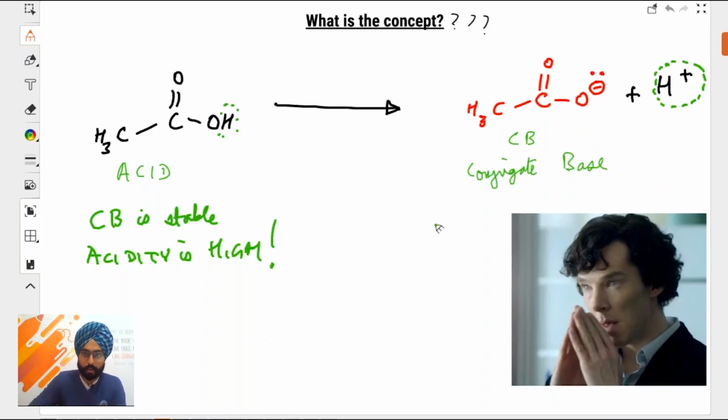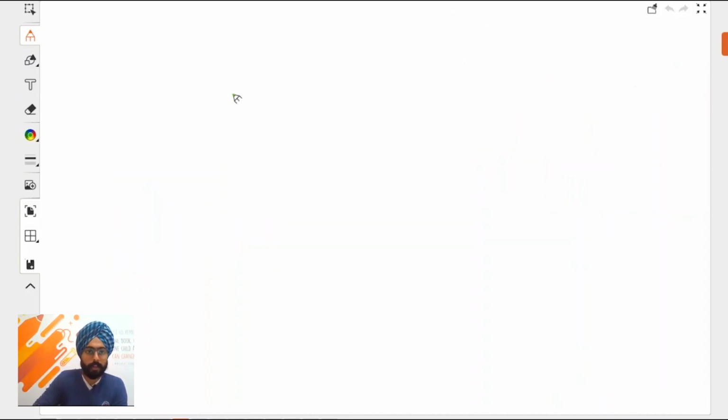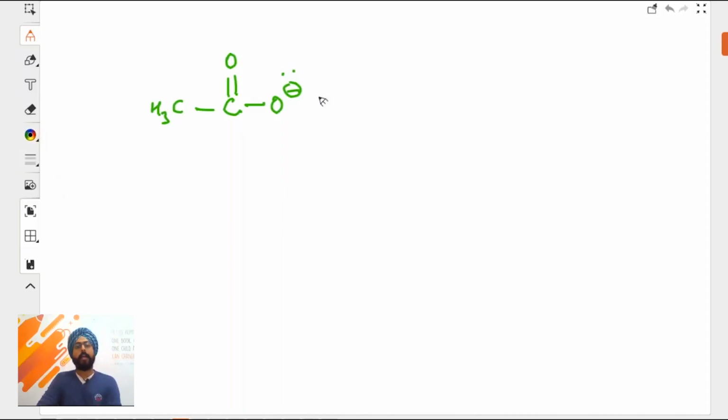Now let us focus on the conjugate base that we have here. What is happening in this conjugate base? Let us make it here again. There is an O negative and there is a CH3 here. Now let me switch to a thinner black pen. This is a negative charge, very obvious.